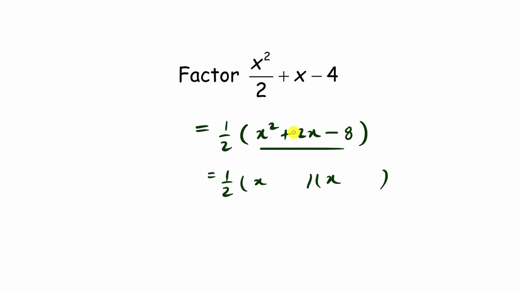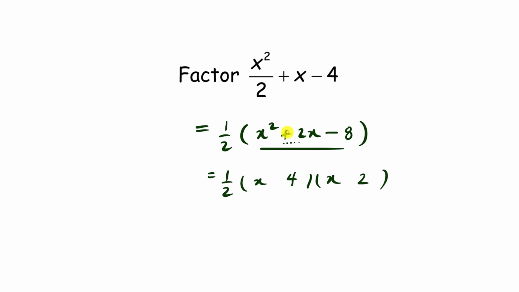x times x is x squared, and the last term is -8. And the question is, what times what is -8? Let's try 4 and 2. 4 times 2 is 8, but as we can see, positive wins.